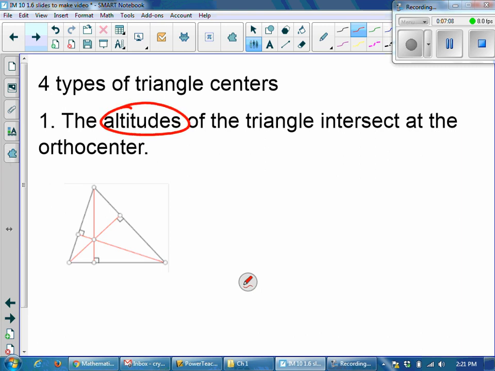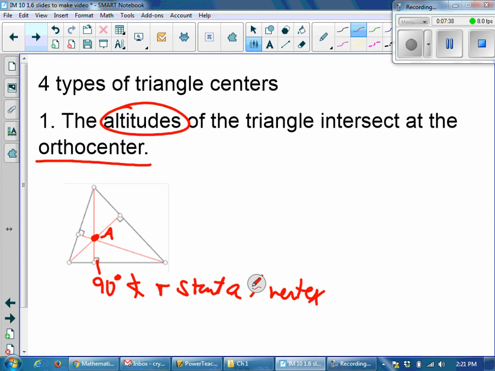Think in your brain for a second, how do I know that these are altitudes? I know that these are altitudes all because they have those 90-degree angles, and they start at a vertex. So we know that these altitudes are all going to intersect in the same spot right here. I'm going to call it A. The name, that is called the orthocenter. So the first center of a triangle created by the intersection of the altitudes is called the orthocenter.